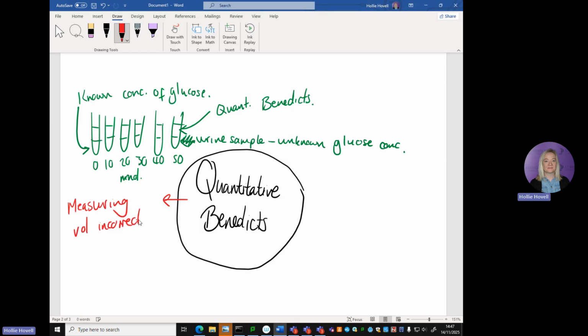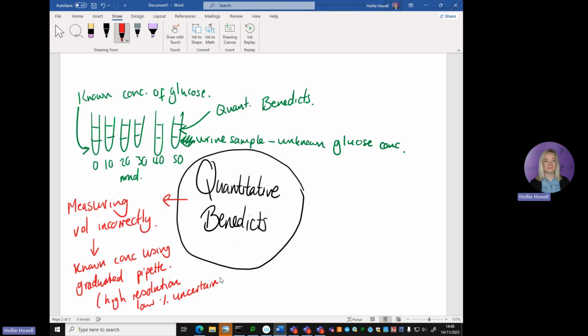And for the details of that, you could go to the qualitative Benedicts that we talked about. But remember, this time we measured our known concentrations using a graduated pipette. Yeah, so that actually already has a high resolution and a low percentage uncertainty. So that should already be quite accurate.